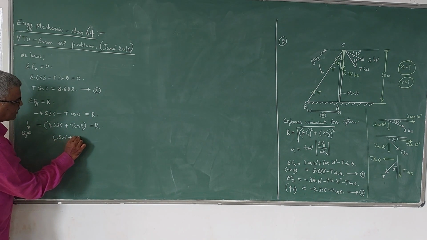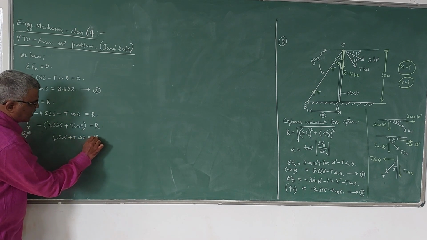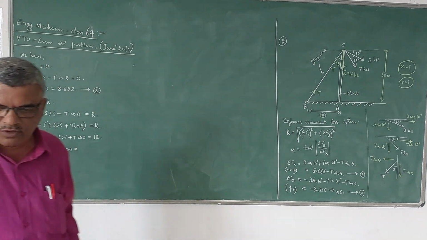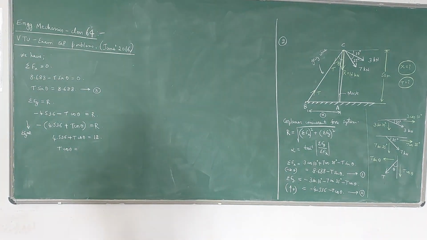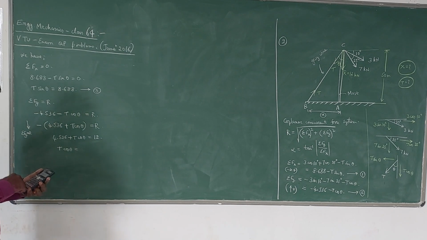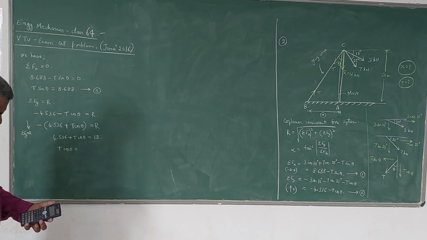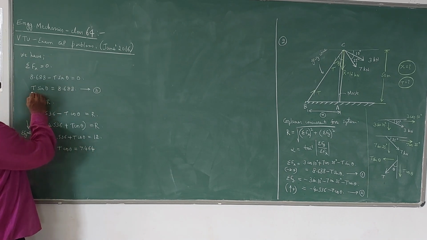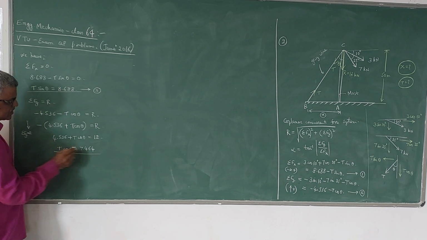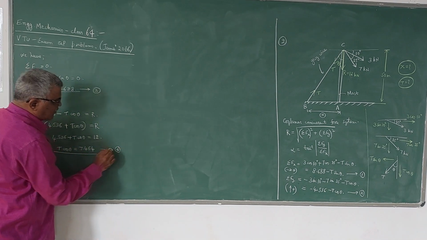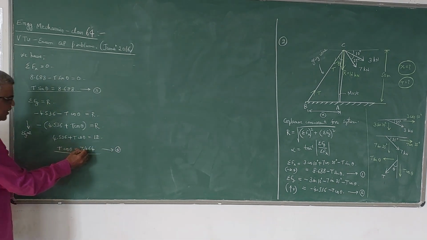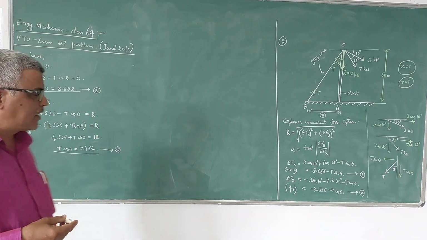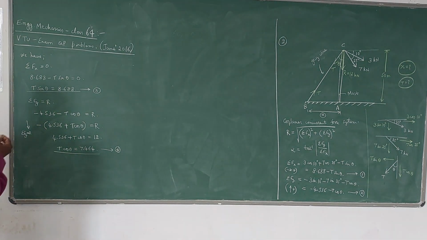4.536 plus T cos theta is equal to 12. Or I can write T cos theta is equal to 12 minus 4.536, which is 7.464. So like this, we get the two trigonometric equations in cos and sin, equation 4. Now you have one equation with cos theta and another equation with sin theta on the LHS. So you can easily solve these two equations by dividing.